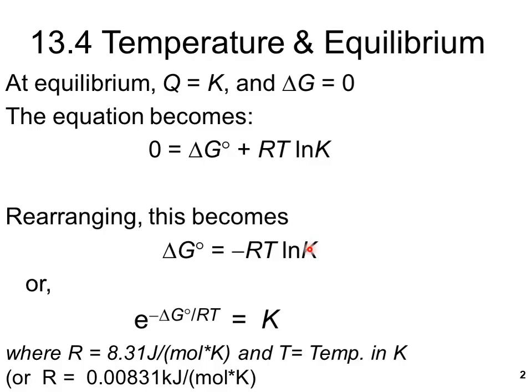It also means that it can go the other way around. If we know the value of K, we can now find the delta G. So we can really go back and forth in both directions here. And these equations are the same. I would just pick the one that's easiest. This top one is good if you're trying to find delta G. The bottom one is good if you're trying to find K.